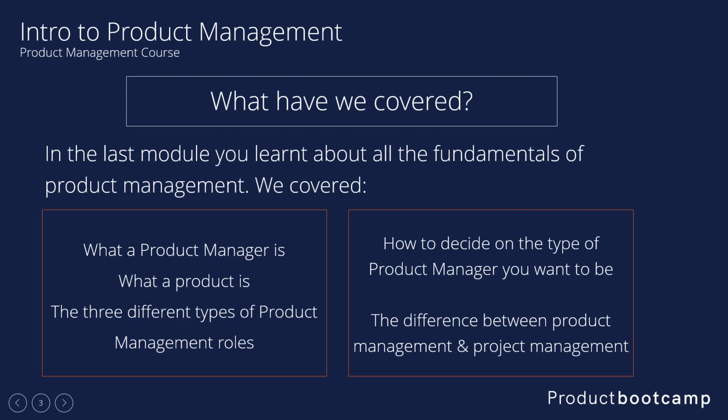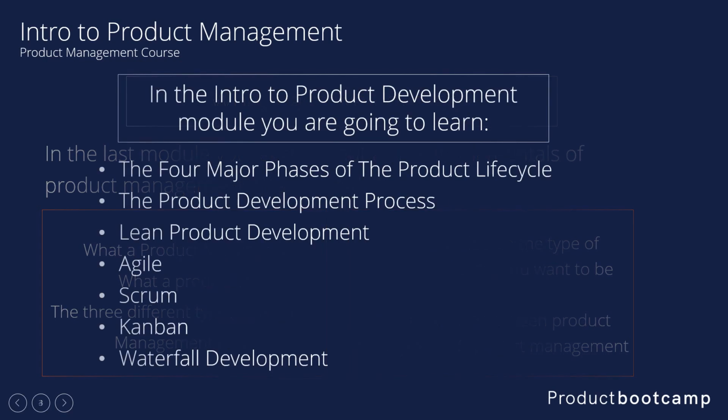project management. In the Intro to Product Development module, you're going to learn the four major phases of the product lifecycle, the product development process, what lean product development is, what agile is, the benefits of Scrum, how to use Kanban, and finally, what waterfall software development is.